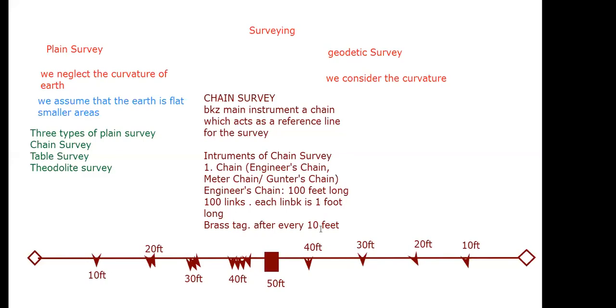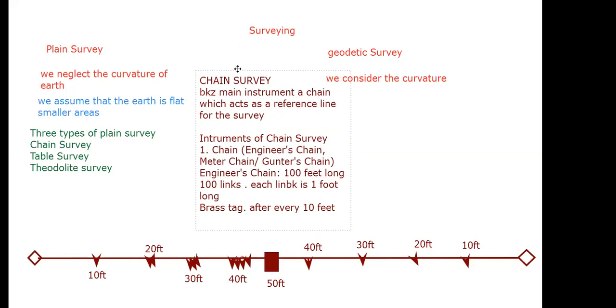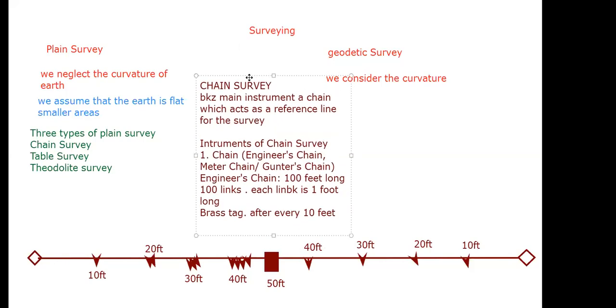And the difference between plane survey and geodetic survey. So keep these things in your mind while preparing for the exam. All right. Some other instruments for the chain survey include the magnetic compass. And I think all of you know what this is used for. Magnetic compass is used for directions.